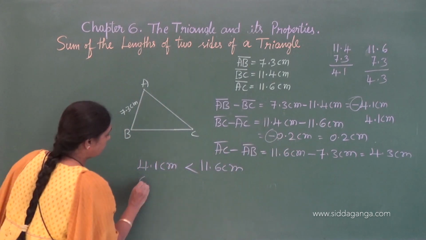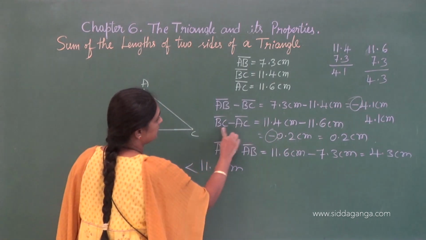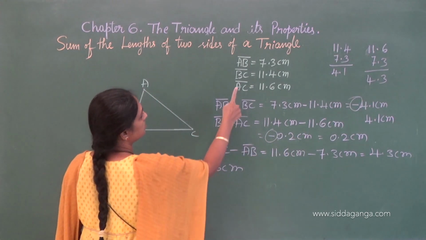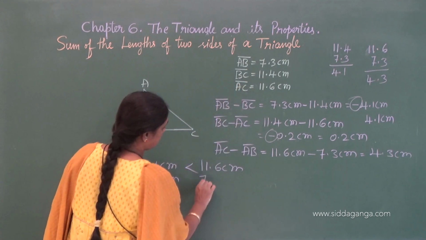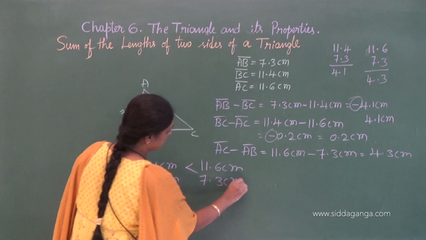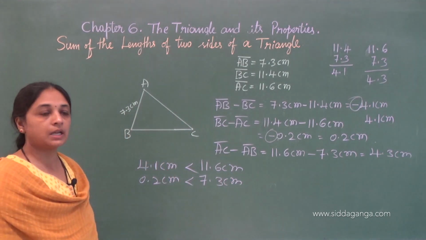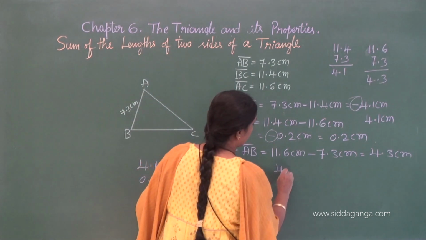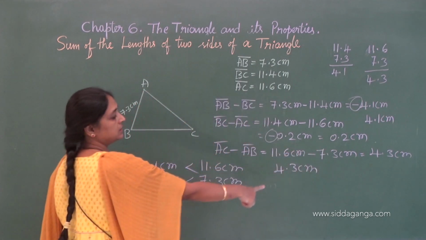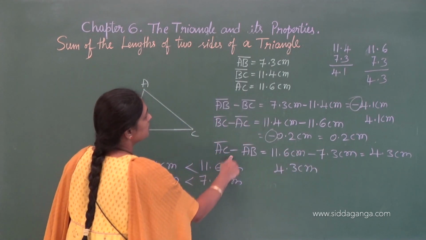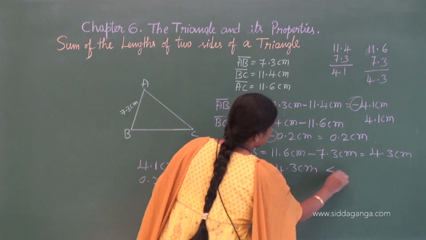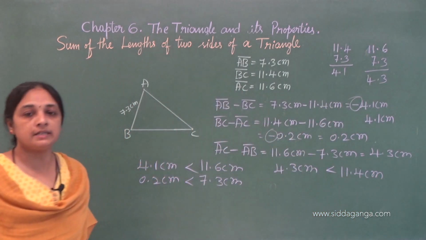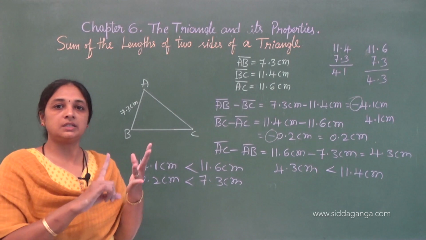Then it is 0.2 centimeter. The difference of these two sides is 0.2 centimeter and the remaining third side is AB, what is the value of AB, that is 7.3 centimeter. Then we can write it is less than the third, remaining side. Then consider here it is 4.3 centimeter and the remaining side is BC, it is less than 11.4 centimeter.